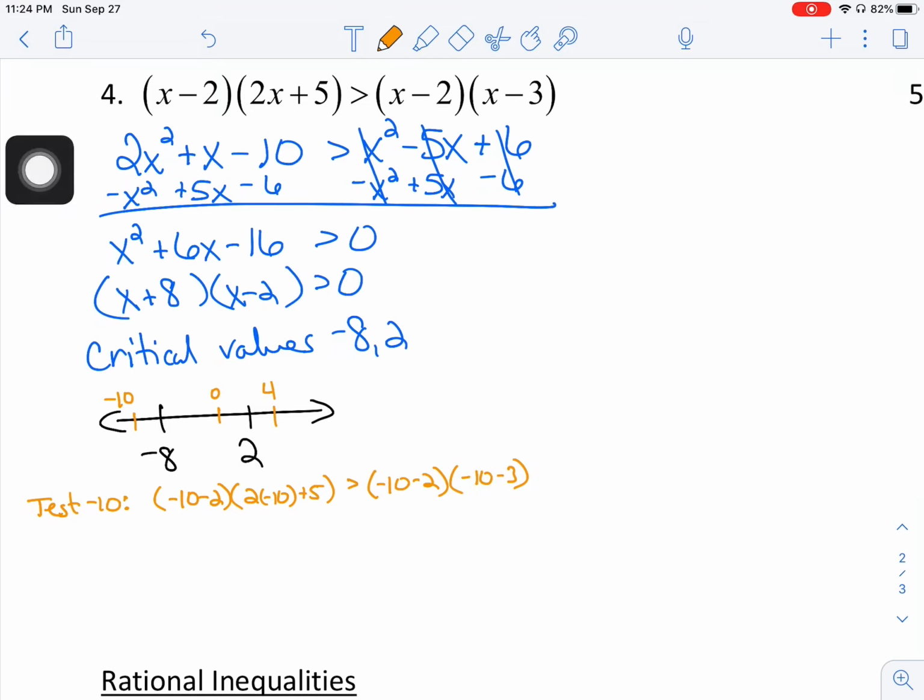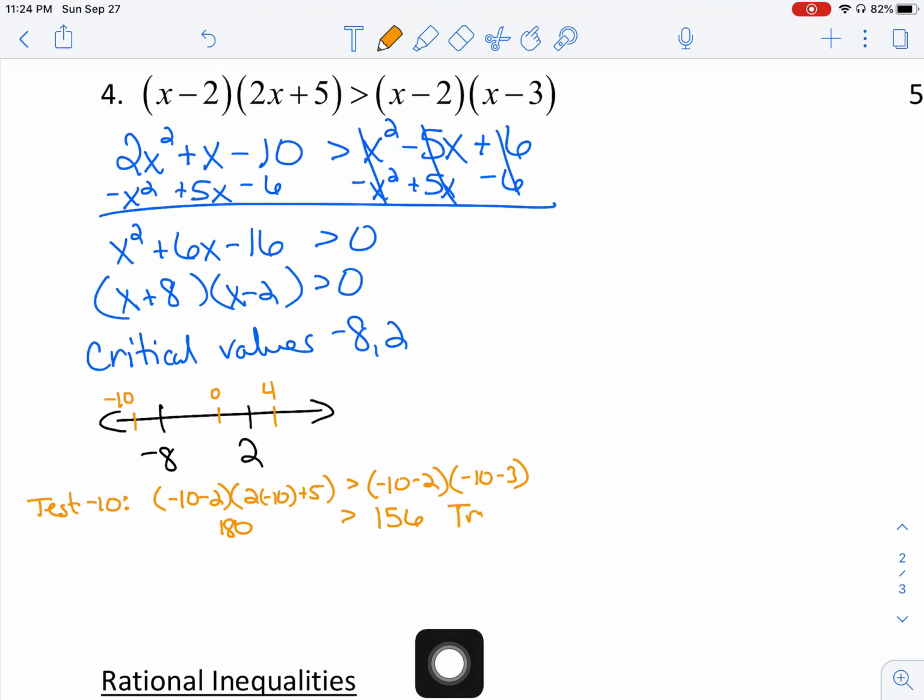Okay, so I'm going to put this left side in my calculator, okay, the whole thing, it's fine. So let's see, 2 times negative 10 plus 5. All right, so this mess turns into 180, okay. Then I'm going to put this right side in the calculator, okay, so negative 10 minus 2, negative 10 minus 3, this turns into 156, okay. So now the test is 180 greater than 156?